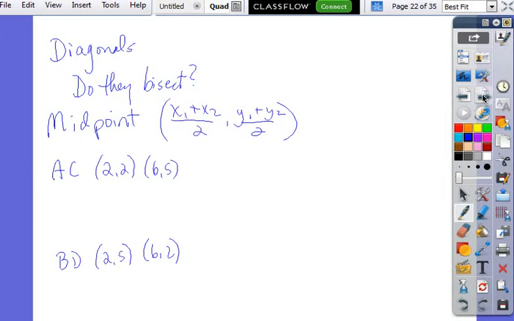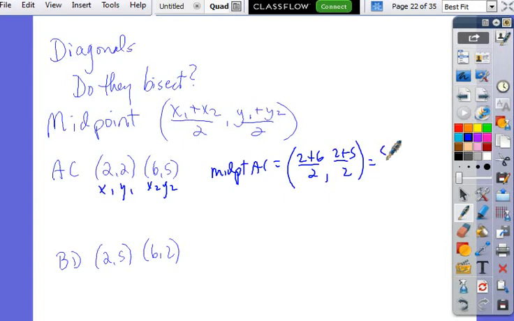All right. I'm going to do the same process as before. There's my x1 and y1. There's my x2 and y2. And I'm going to plug the numbers into this formula. So the midpoint of AC would be (2 plus 6) over 2 and (2 plus 5) over 2. That's 8 over 2, 7 over 2, which is 4, and then 7 over 2. I am not going to worry about changing that to 3.5. Just leave the fraction in there.